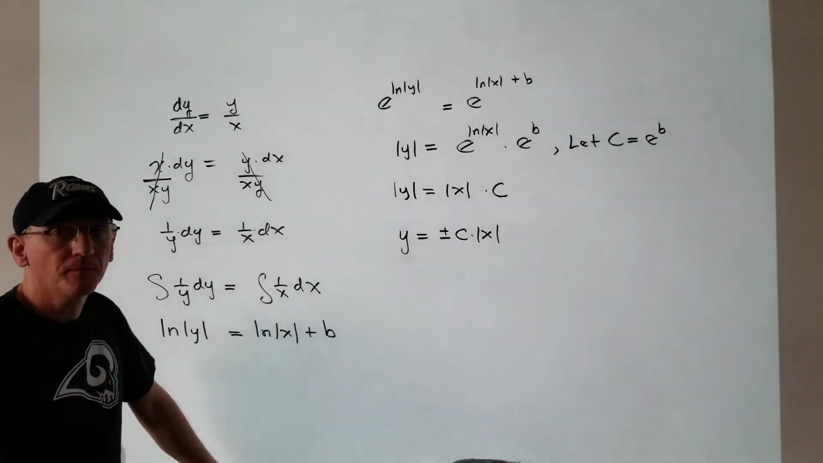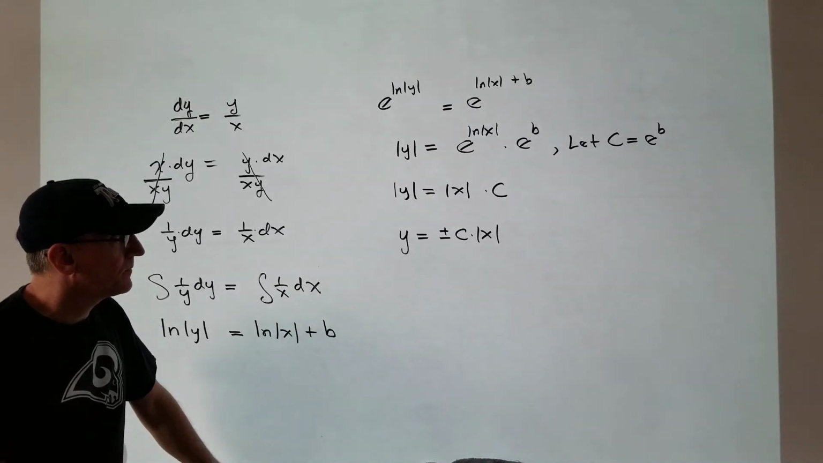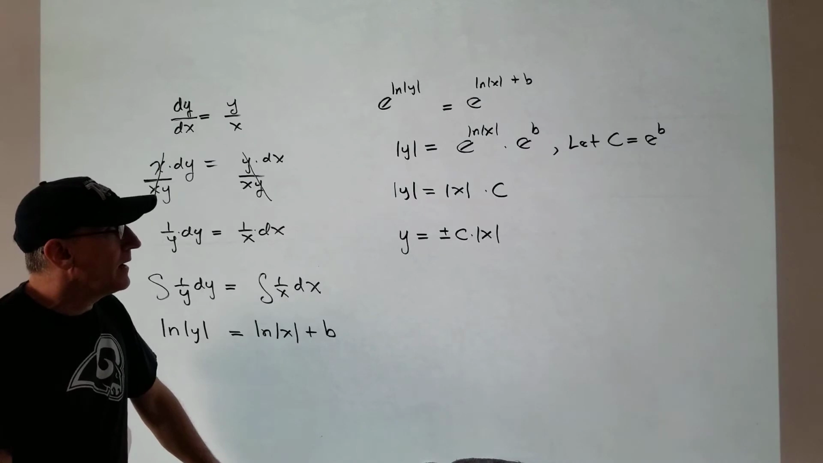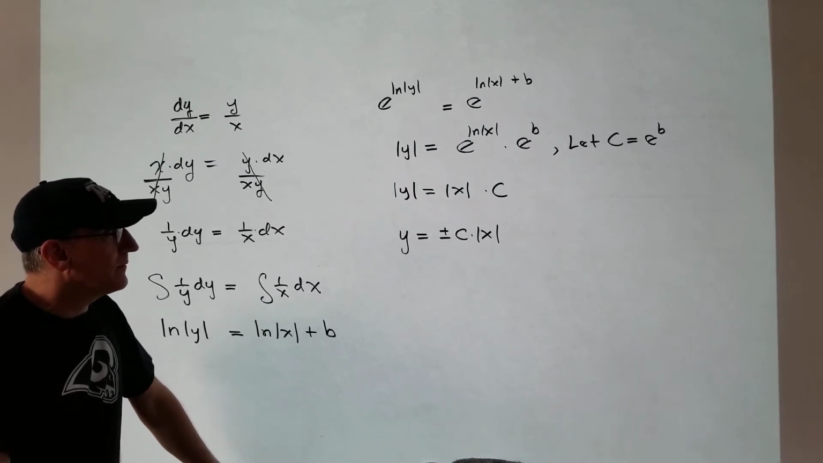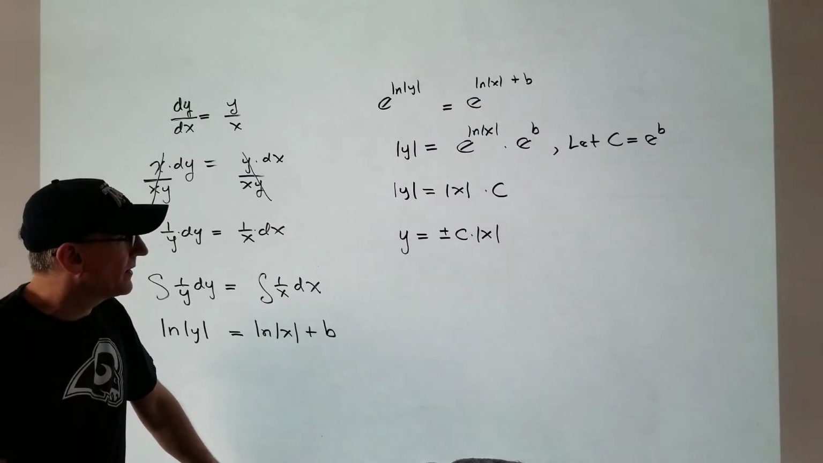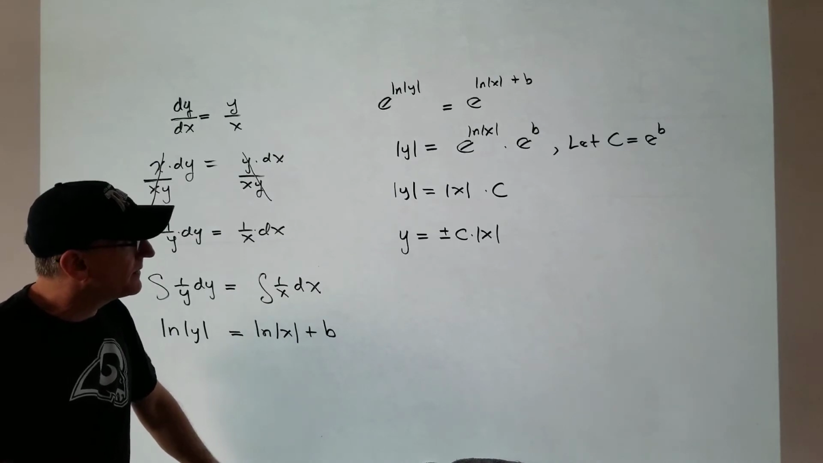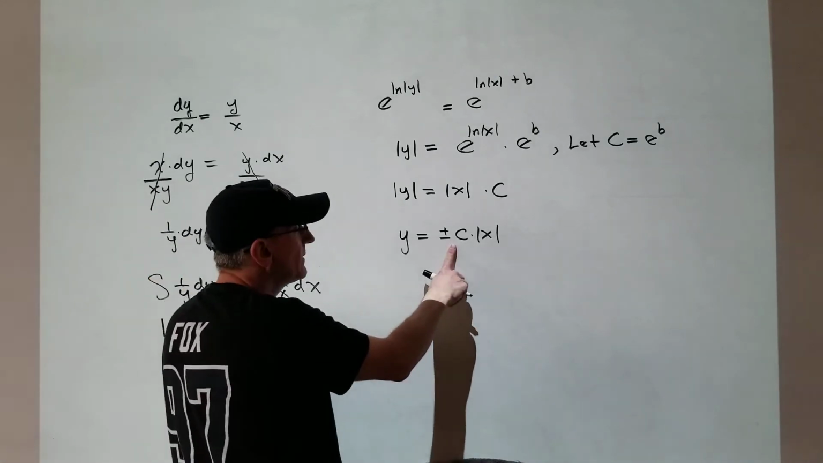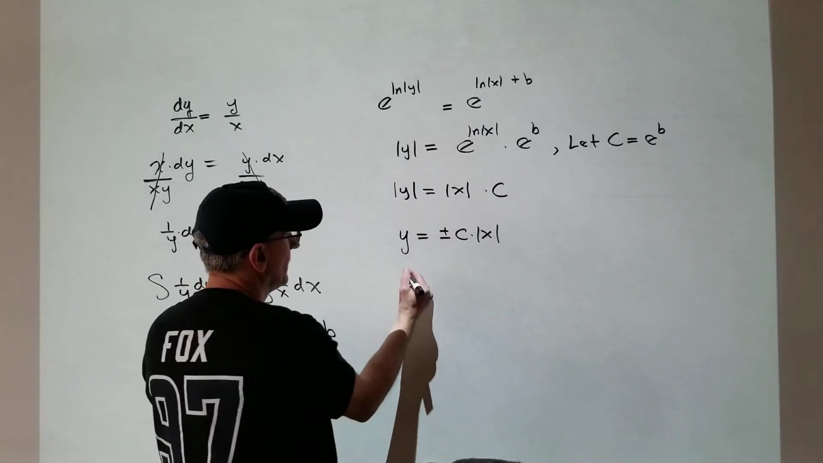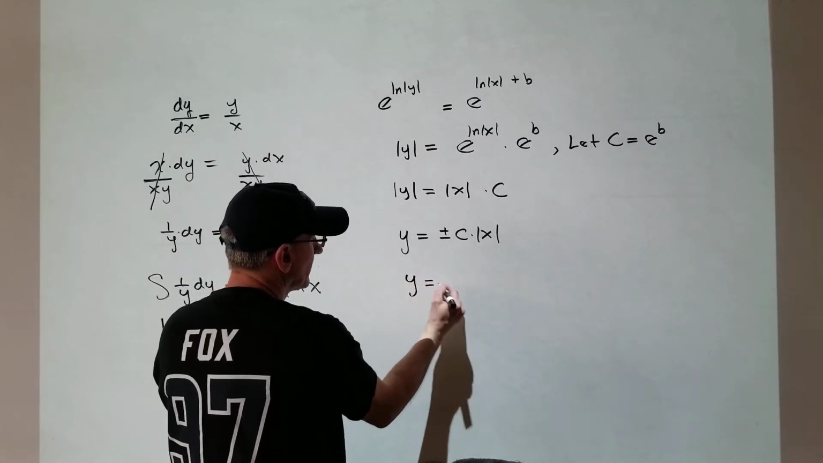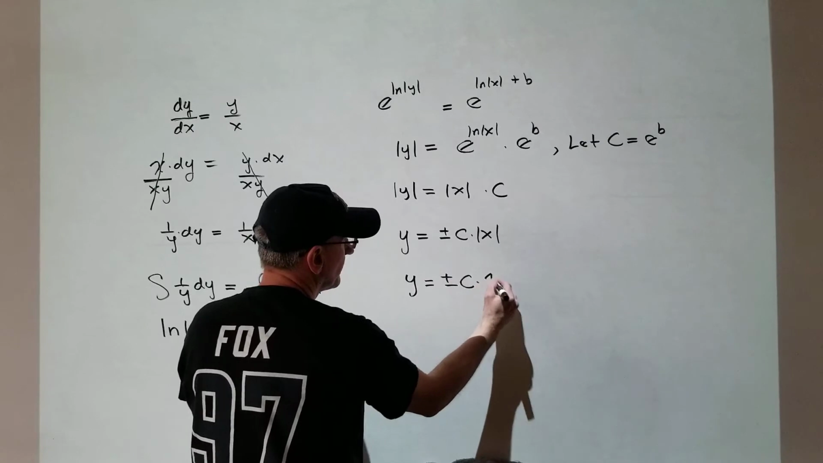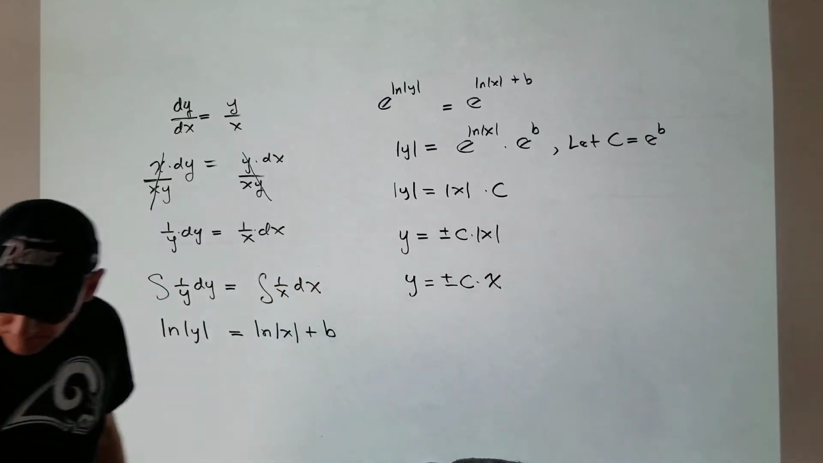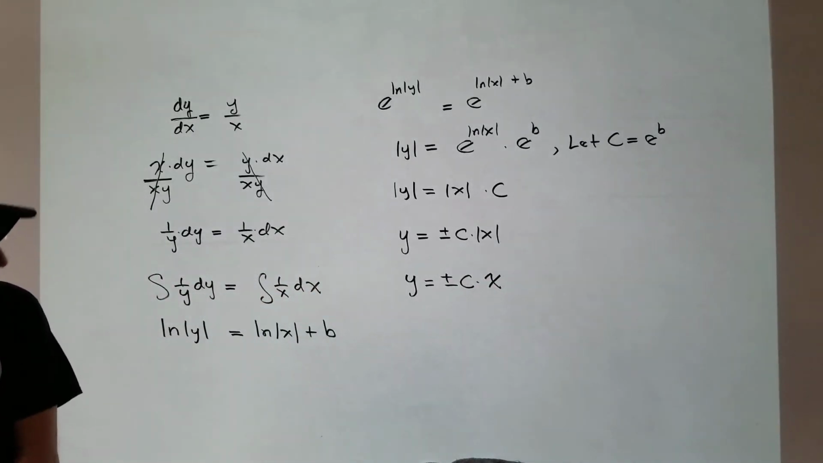Pretty easy? Okay. Now you may wonder, why can't we take the absolute value of x off there? And I'm thinking, yeah, I think we could, because that would be accounted for by the fact that you can have either a positive constant or a negative constant. So maybe the best answer looks like this. Okay? So that was problem 1.